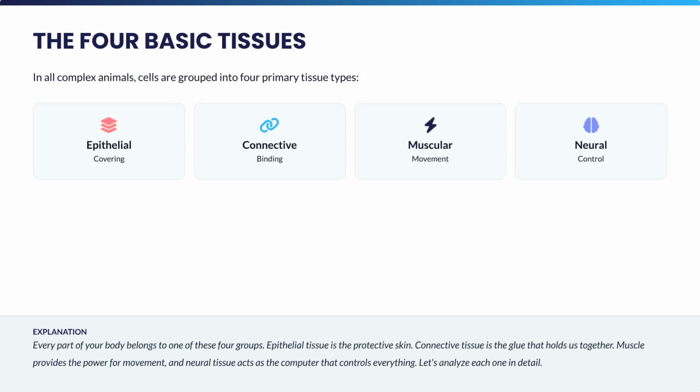All complex animals have cells grouped into four primary tissue types. Epithelial tissue covers and protects. Connective tissue binds and supports. Muscular tissue provides movement, and neural tissue controls everything.